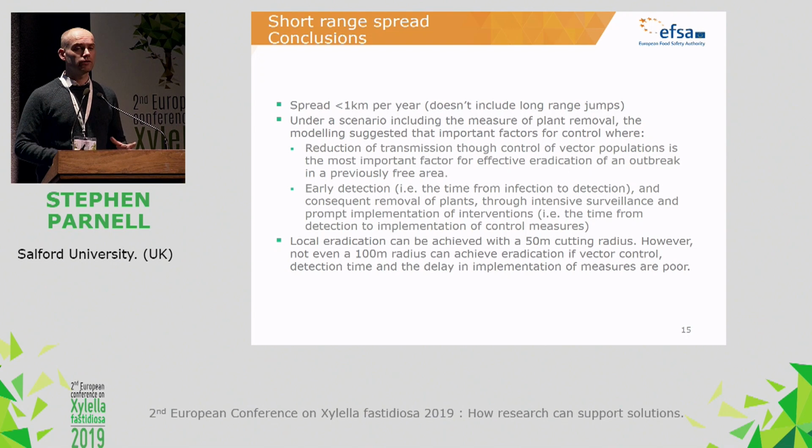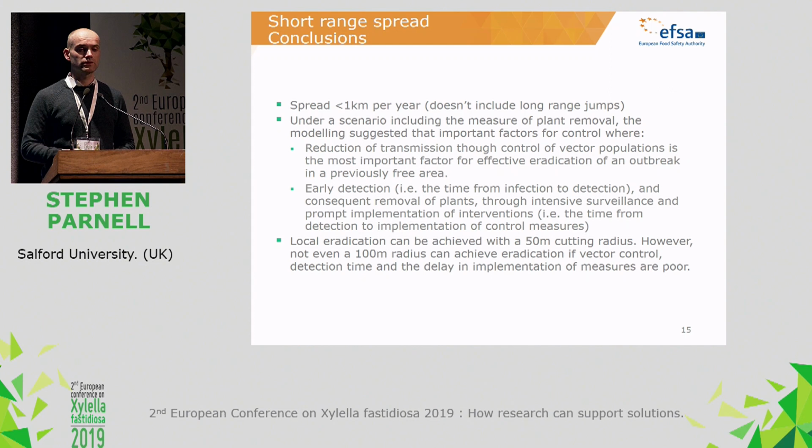Under those circumstances, the model suggests that the reduction in transmission through control of vectors was the most important factor. But in each case, we always assumed that there was either a 50 meter or 100 meter control radius used. Early detection and early instigation of control measures was important. There were some situations where local eradication could be achieved with a 50 meter radius. However, not even a 100 meter radius could achieve eradication where there was low vector control and slow detection, and these sorts of things.